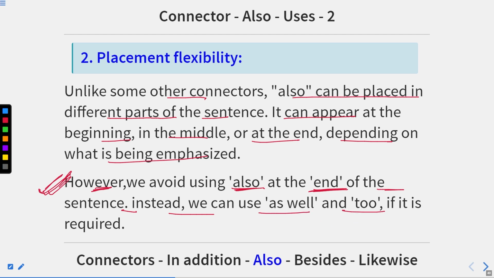Instead, we can use "as well" and "too" if it is required. Now, this is very, very important. We should avoid using "also" at the end of the sentence. It means though it can be used, it is not actually correct. When we speak informally, we can use "also" at the end of the sentence as well, but that is the incorrect way. We should not use "also" at the end of the sentence. Instead, we can use "as well" and "too," because both are substitutes of "also" and they can be used in place of it if we want to end the sentence with it.